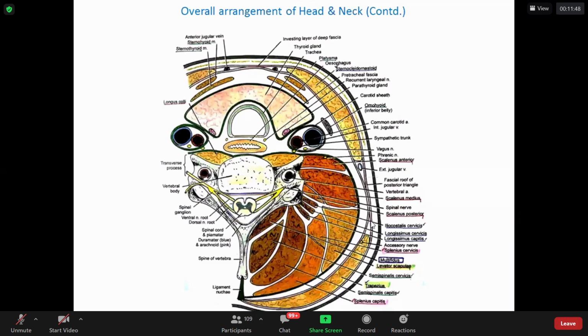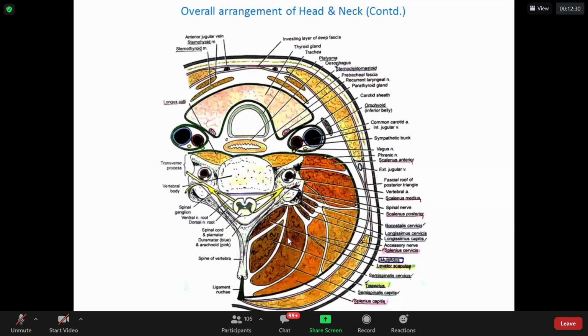So the splenius group is the most superficial, the splenius capitis and the splenius cervicis, and the scalenus group lies lateral to the transverse process, and these 3 are actually representing the erector spinae. Erector spinae, you know, is a huge muscle starting from the cervical region up to the thoracic region and the lumbar region, but they take different names in the different regions. In the cervical region, they are called iliocostalis cervicis, longissimus capitis, and longissimus cervicis, these three.